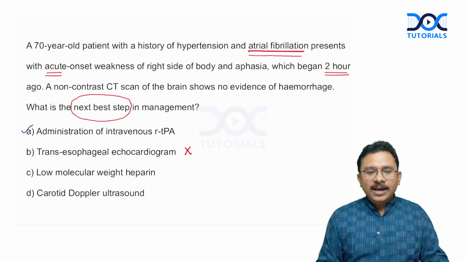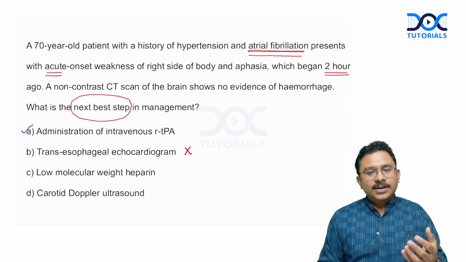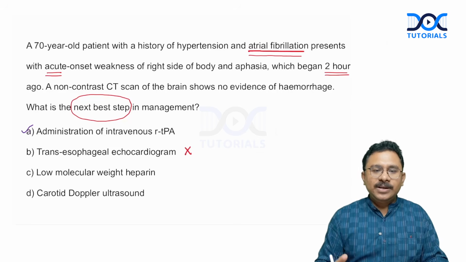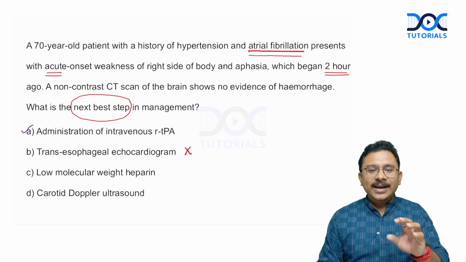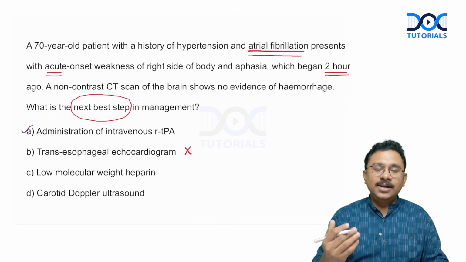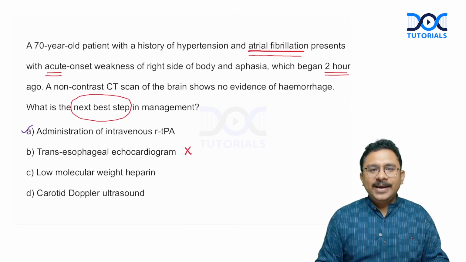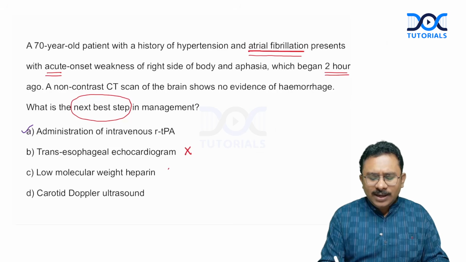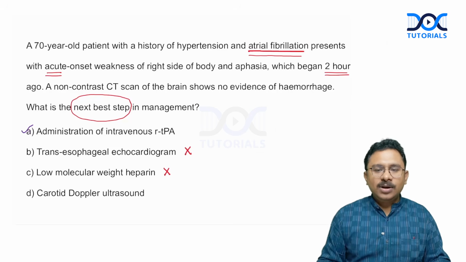Low molecular weight heparin. Look, anticoagulation can be considered in this patient, but again, that is not the next best step. Please understand, even for an embolic stroke, when the patient presents within the window period, the first step in the management is to go for the revascularization strategies, either a thrombolysis or a mechanical thrombectomy, depending on the eligibility. So low molecular weight heparin is not something that I would consider.